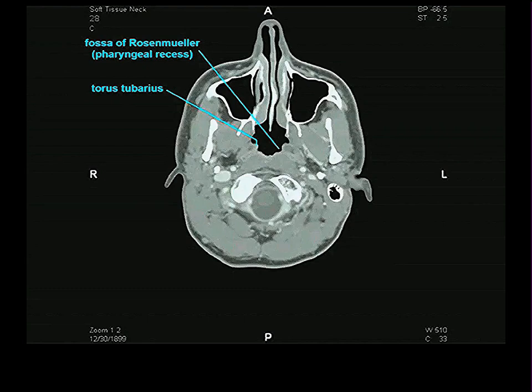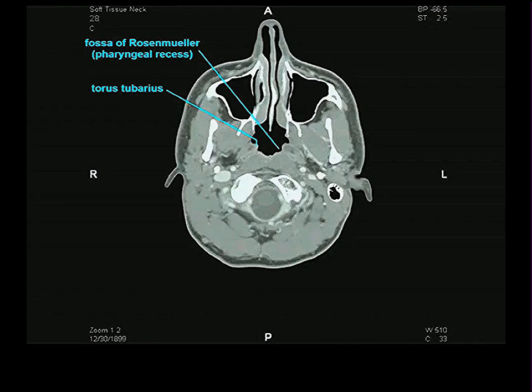So I'm looking at something which is not lateral to the torus tubarius. I'm looking at something which is medial to the torus tubarius. This is called, in your books, pharyngeal recess. But every radiologist in the world calls it the fossa of Rosenmuller. And they make a big deal in every CT scan of reporting on the fossa of Rosenmuller. The reason they make a big deal of it is because pharyngeal cancers tend to start here. So they always say, normal fossa of Rosenmuller, or horrible thing.